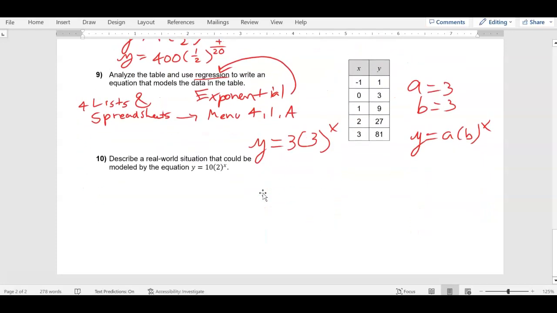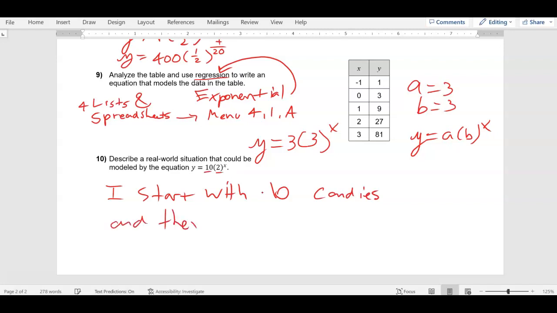Last one, 10. Describe a real-world situation that can be modeled by the equation y equals 10 times 2 to the x. Okay, describing a real-world situation. I start with 10 candies. That's your starting amount right there. And what does 2 do? They double, times 2 each day. It could be 10 of anything doubling, and that's a real world situation, and that's good.